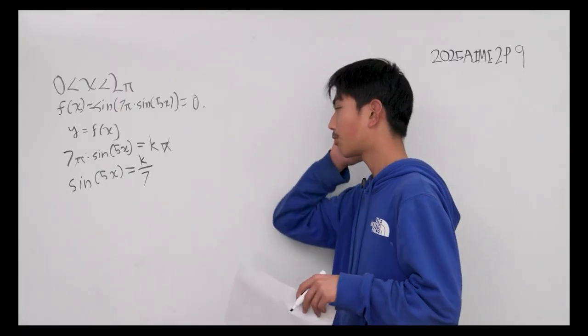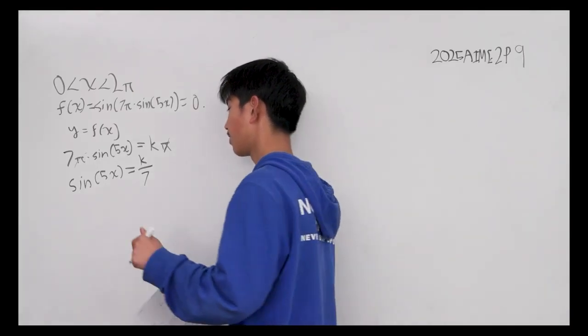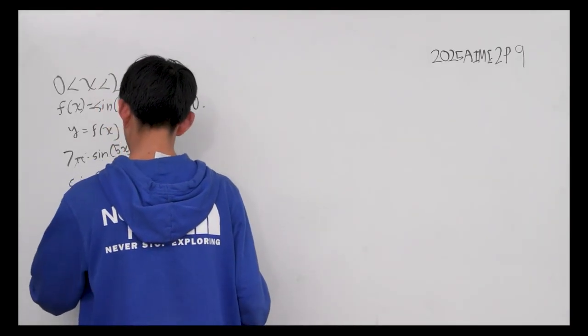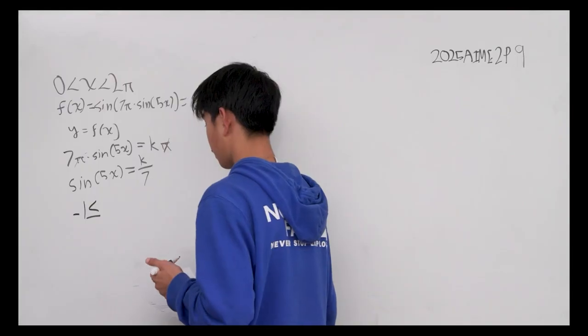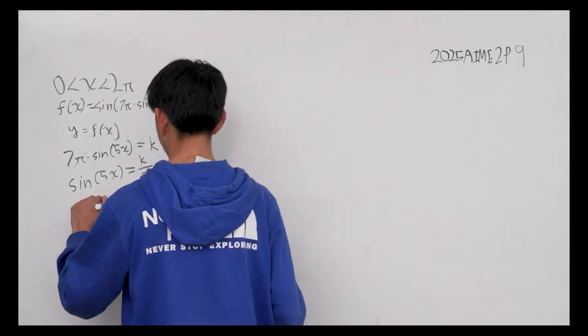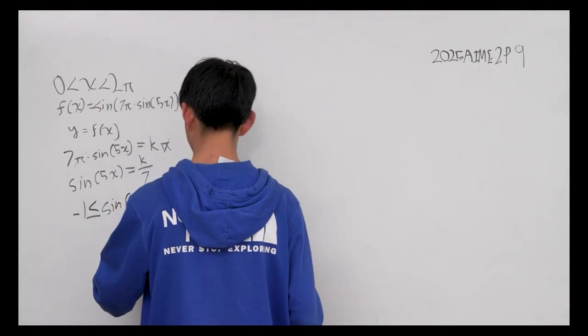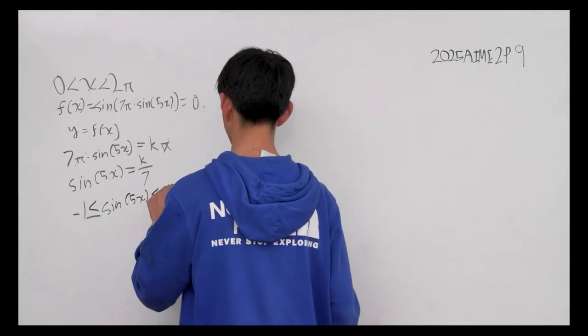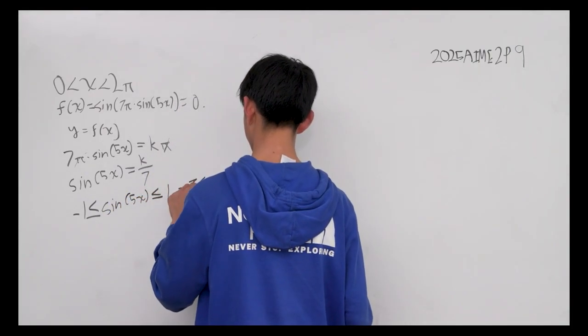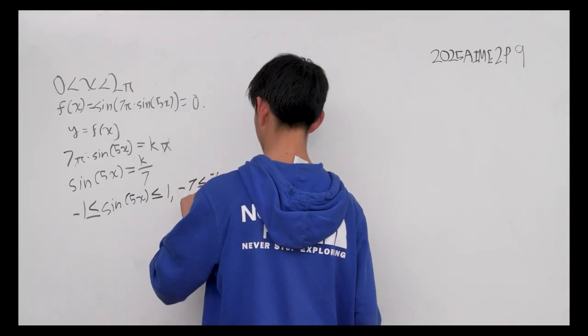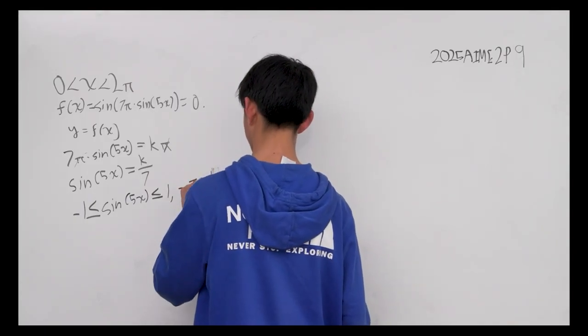Now, for the solutions, right? First, we see that in this case, negative 1 is less than or equal to sine of 5x, and that is less than or equal to 1. And we know that k is between negative 7 and positive 7.